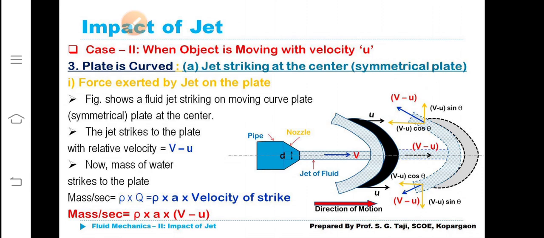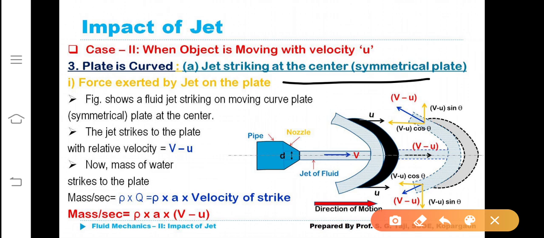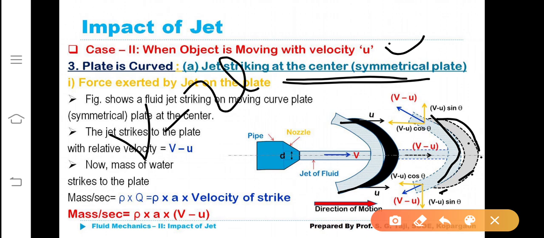Case 2. When the object is moving with velocity u, when the jet is striking at the center, that is when the jet of water is striking the curved plate, when this curved plate is moving with velocity u, as shown in this figure. This is the curved vane. It is moving. That's why it is shown in dotted line with velocity u. Therefore, when the curved plate is moving with certain velocity, the relative velocity is given by v minus u.